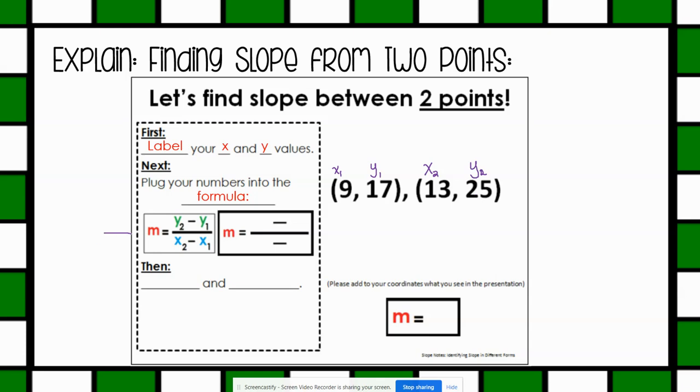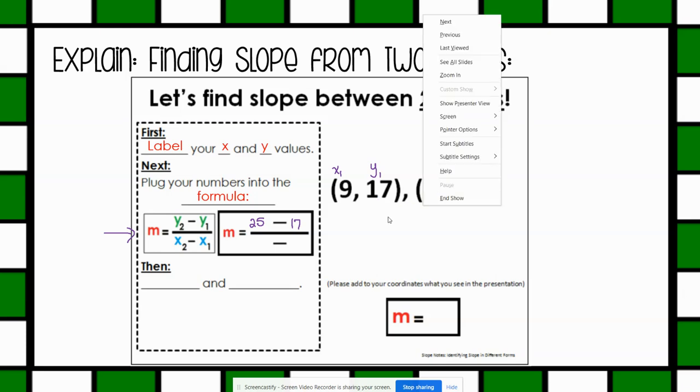Well, this is the formula that you use. We are going to take y sub 2 and subtract y sub 1, then x sub 2 and subtract x sub 1. So in this case, y sub 2 is 25, so we're going to do 25 here minus y sub 1, which is 17.